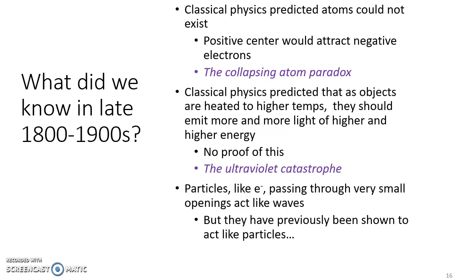And then later, experimental physicists found that tiny particles like electrons, passing through very small openings, act like waves. So they have interference, but in some aspects they still act like particles. So are electrons particles or waves?